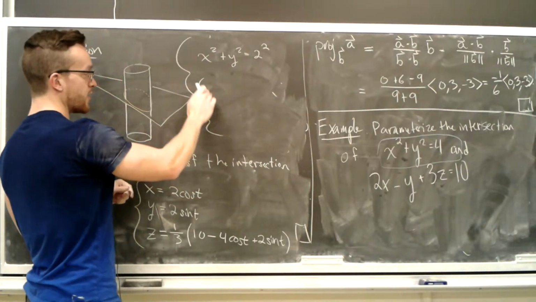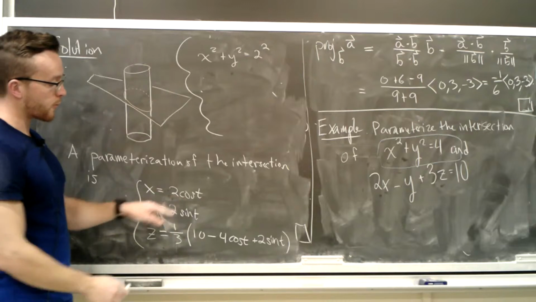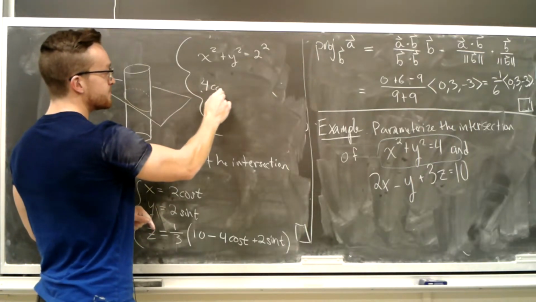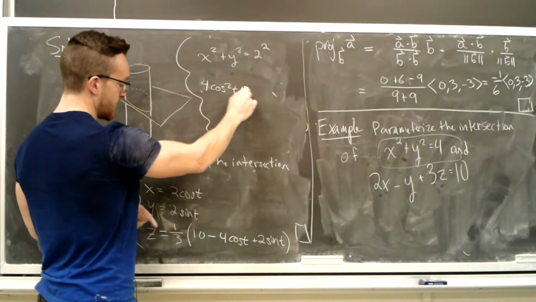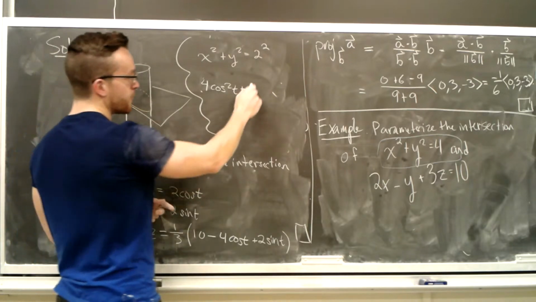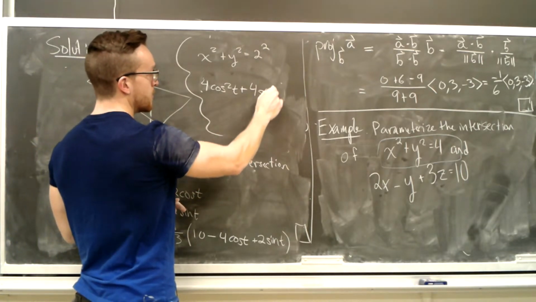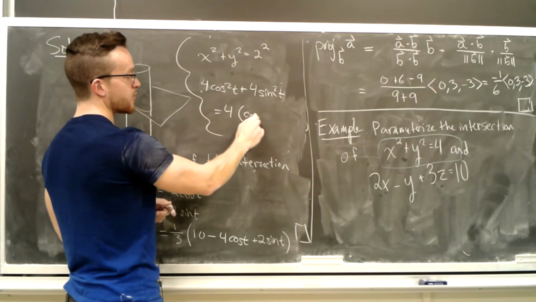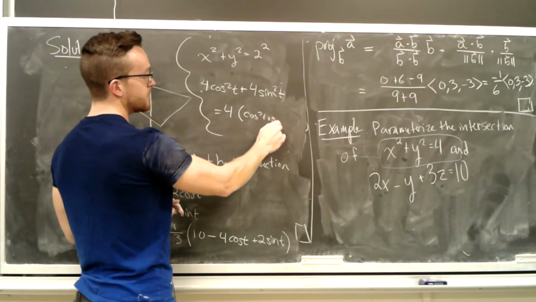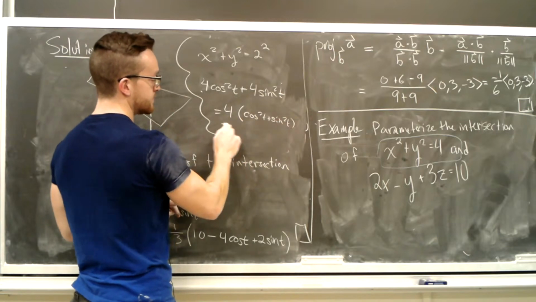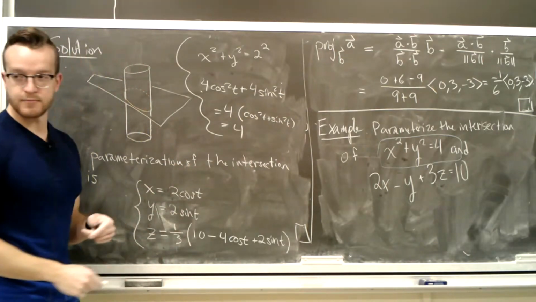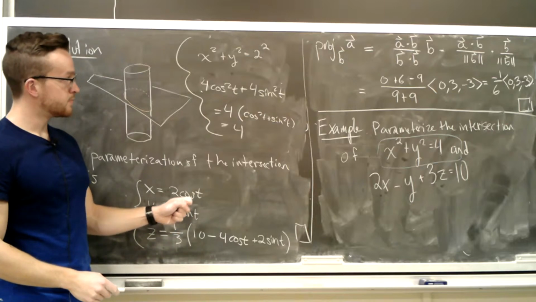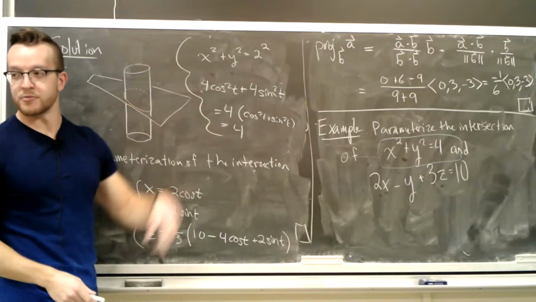x squared would be 4 cosine squared plus y squared would be 4 sine squared. And then if I factor out a 4, I get cosine squared plus sine squared, and that is 4. So it checks out. Check.